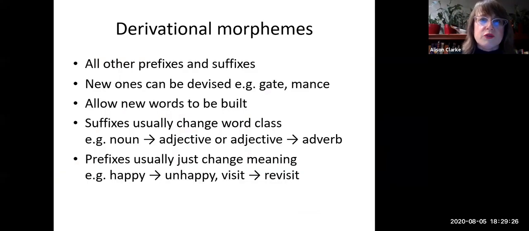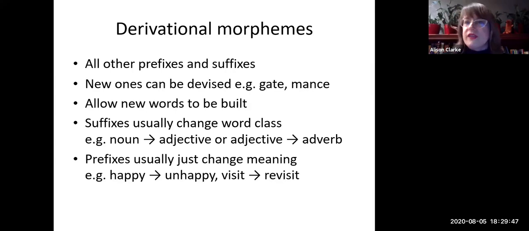So they're the inflectional morphemes, and then derivational morphemes are every other bit you stick on the end of words. And we can make new ones up. Like in my lifetime, Watergate became, that gate then got taken off and put on a whole lot of other things like Camilla Gate and whatever, or mance, romance, bromance.